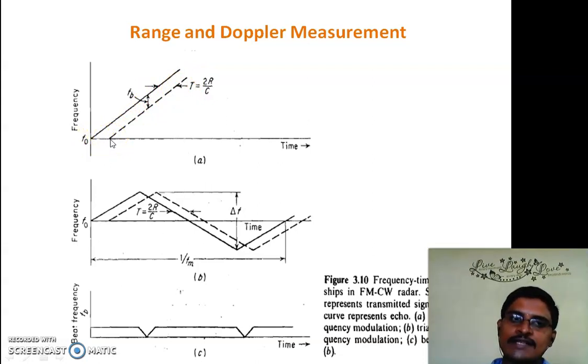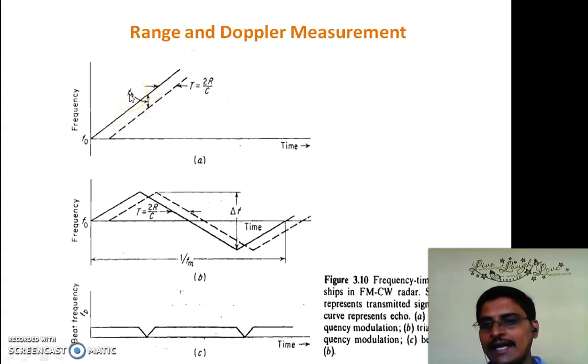One more thing: there is a little bit of frequency change between the transmitted signal and the received signal due to range. That is fb, the beat frequency. fb is the beat frequency, which is the frequency difference between the transmitted signal and the received echo signal frequencies.